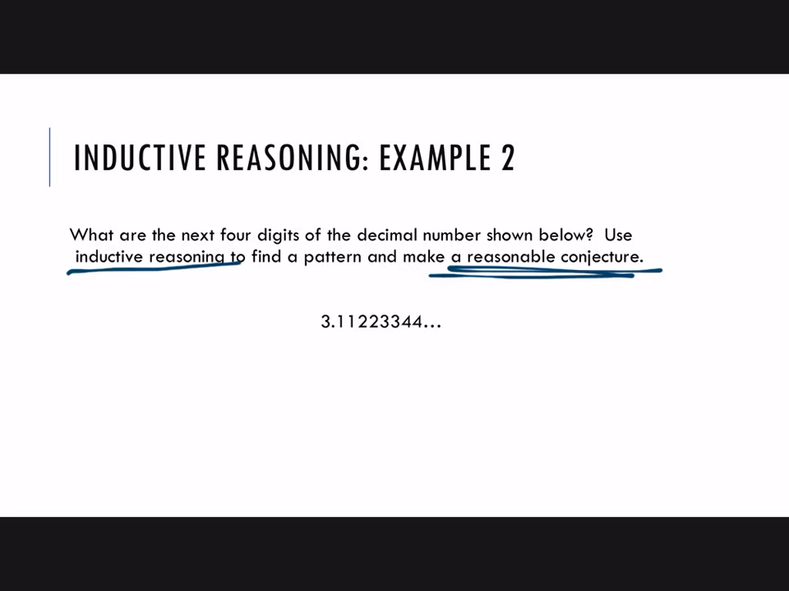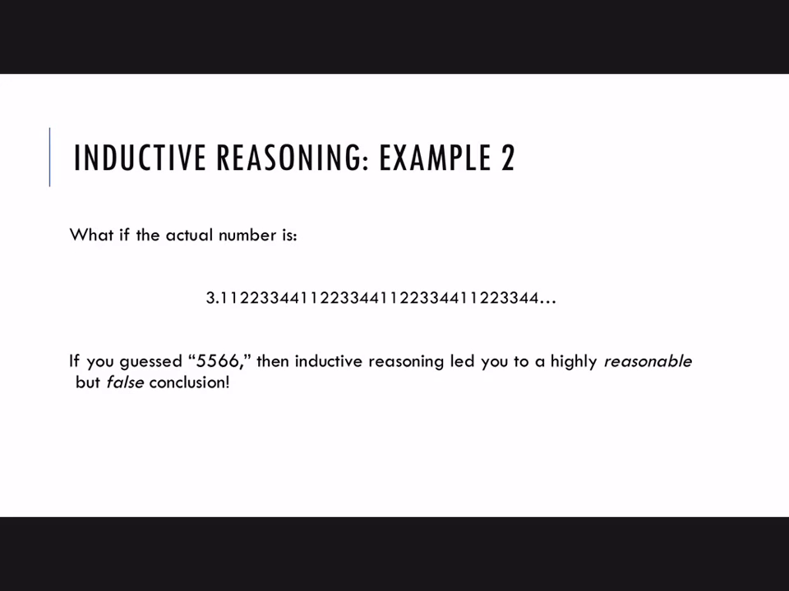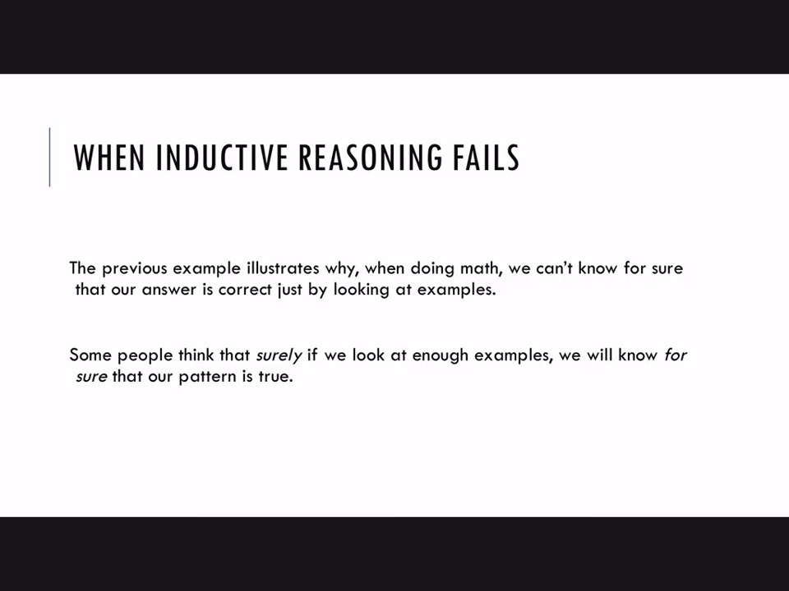Many people guess 5, 5. And sure, maybe it's that. But what if the actual number has this repeating pattern of 1, 1, 2, 2, 3, 3, 4, 4, and then it starts over again, 1, 1, 2, 2, 3, 3, 4, 4. Tricky, right? So if you guessed 5, 5, 6, 6 for the next 4 numbers, and the number was actually this number instead, then your conjecture, your guess, was reasonable, but in this case it would have been false. So this illustrates why when we're doing math, we can't know for sure that our answer is correct just by looking at examples.